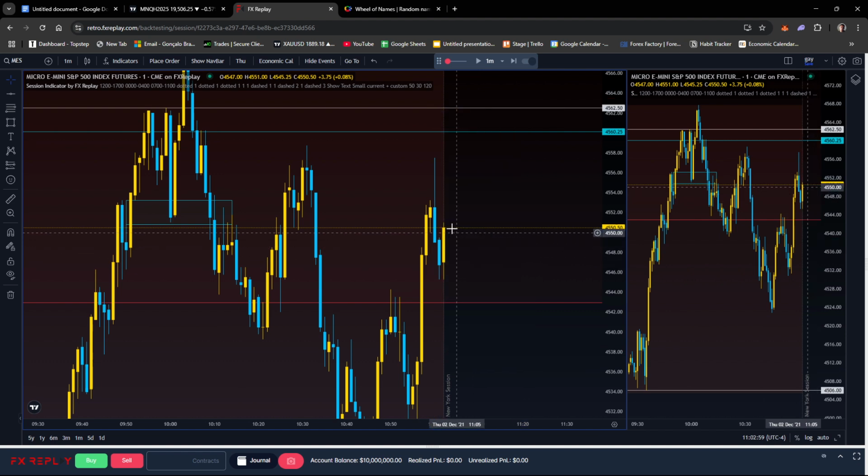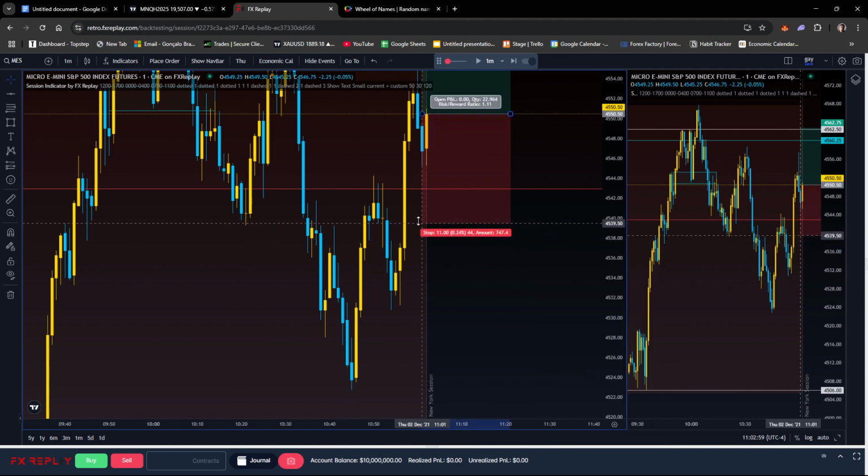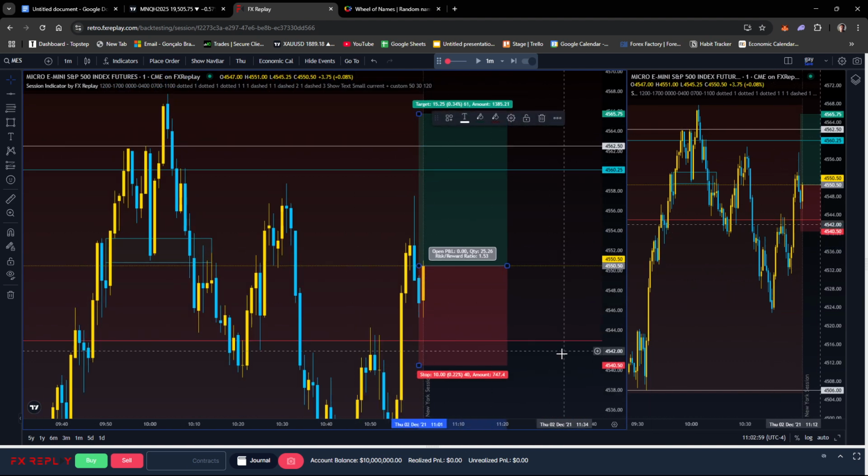I'll take this as an inversion trade. Reason being, we do have bullish order flow, 10 points, 1.5.